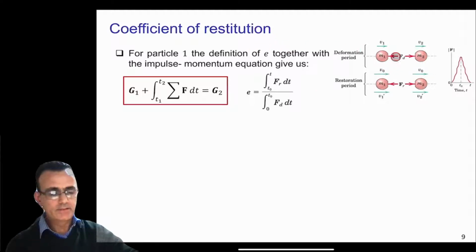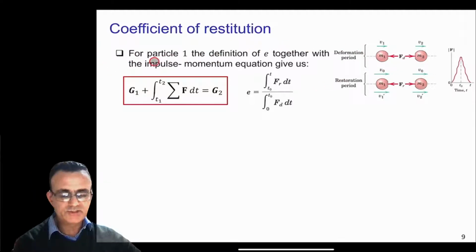Okay, so now we have this diagram here. Now how will we get that second equation? The way we will get it is that we will apply this e to each individual particle. So for particle 1, the definition of e together with the impulse momentum equation is given here. This is the impulse momentum equation, which is G1 plus impulse equal to G2. And here we have the coefficient of restitution, which is the restoration impulse divided by the deformation impulse. And this is the main diagram that we drew on the previous slide.